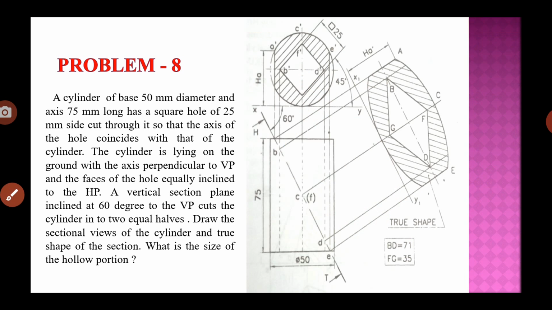Now, the next problem is about a cylinder. A cylinder of base 50 mm diameter and axis 75 mm long has a square hole of 25 mm side cut through it, so that the axis of the hole coincides with that of the cylinder. The cylinder is lying on the ground with the axis perpendicular to VP and faces of the hole equally inclined to HP. A vertical section plane inclined at 60 degrees to the VP cuts the cylinder into two equal halves. Draw the sectional views of the cylinder and true shape of the section. What is the size of the hollow portion?